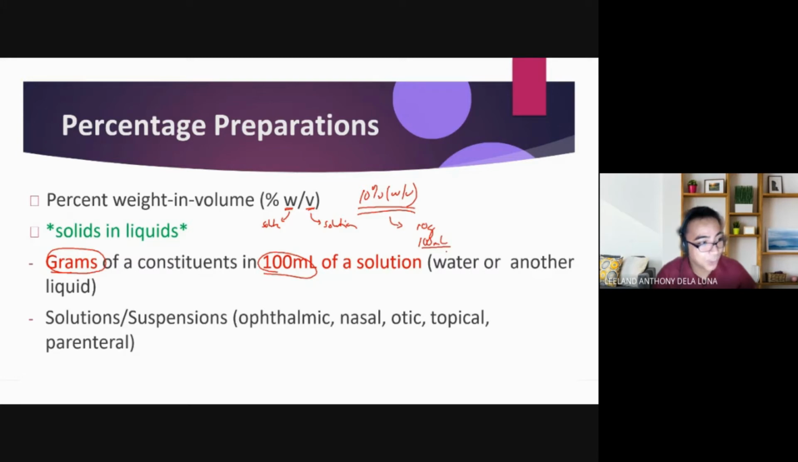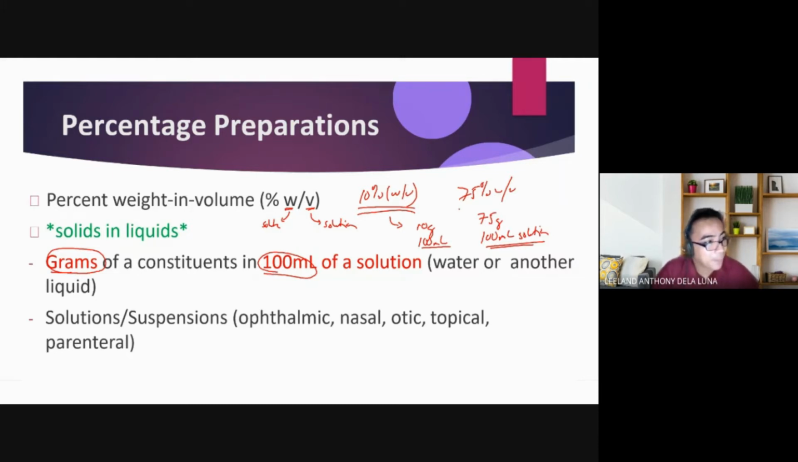Let me repeat. If the expression of my solution, for example, this alcohol here, I say this is 75% weight per volume. So, class, 75% weight per volume means it contains 75 grams of the solute, which is alcohol. I measured it in grams. Then, in 100 ml solution. So, class, 100 ml of this contains 75 grams of alcohol.